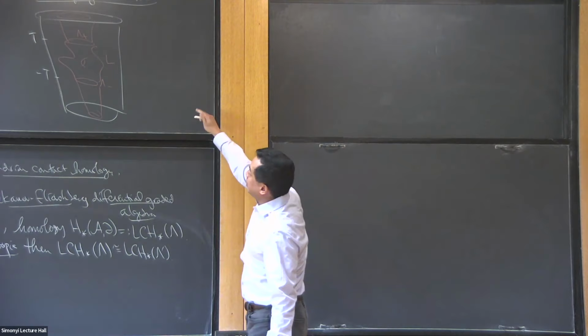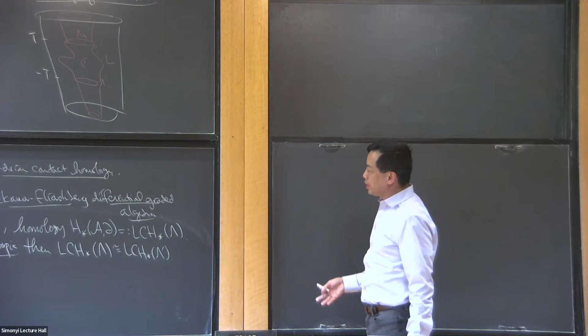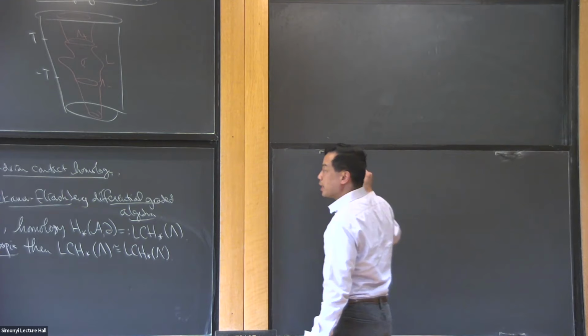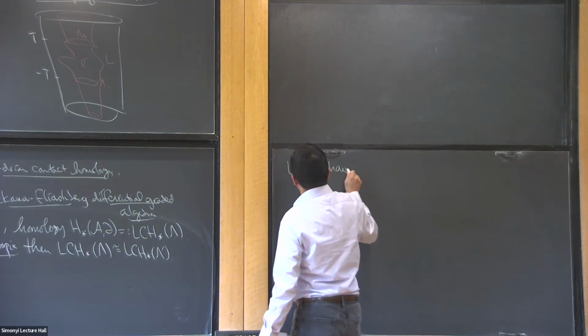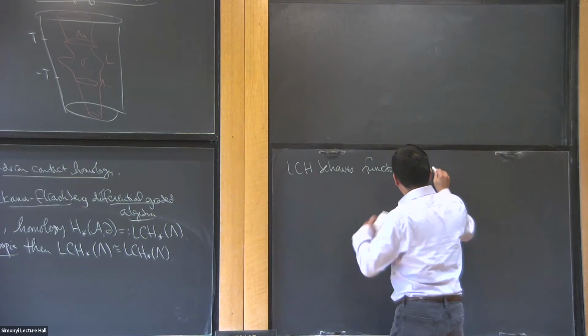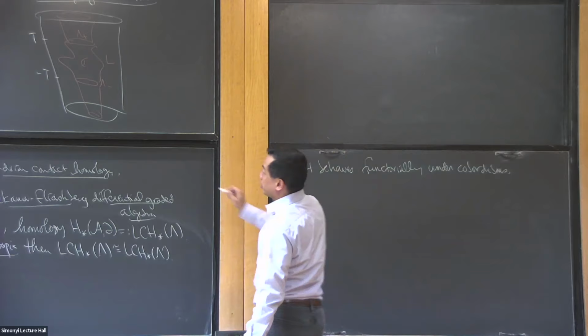So I mentioned this sort of category that I constructed out of these things. One nice thing about Legendrian contact homology, and this is something that follows from the philosophy of symplectic field theory, is that LCH behaves nicely, which is to say functorially. I'll say slightly more precisely, under cobordisms, or by cobordisms, I mean, sorry, exact Lagrangian cobordisms.